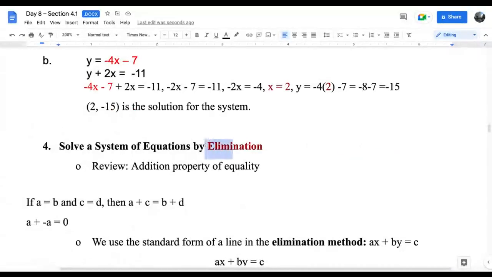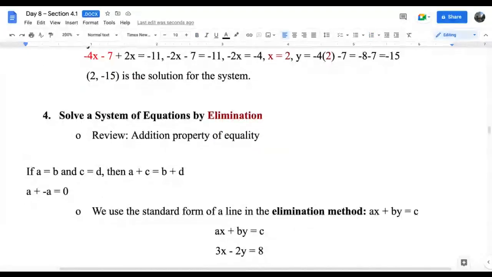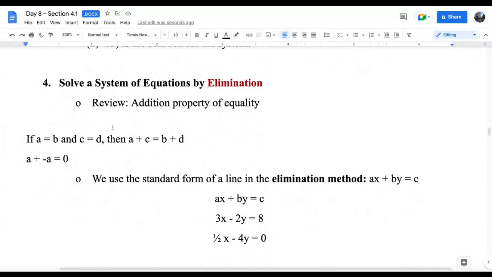The second method is called elimination. We would add the two equations or subtract the two equations. Let's review the additive property. If we have a equals b and c equals d, then a plus c equals b plus d. We add the left-hand side, then we add the right-hand side, and the equal sign stays true. If we have a plus its additive inverse, negative a, it is always 0. 2 plus negative 2 is 0, 3 plus negative 3 is 0, 1 plus negative 1 is 0, and so forth.